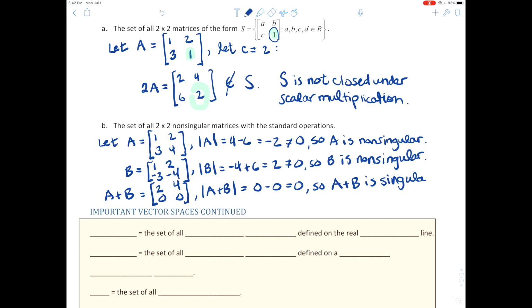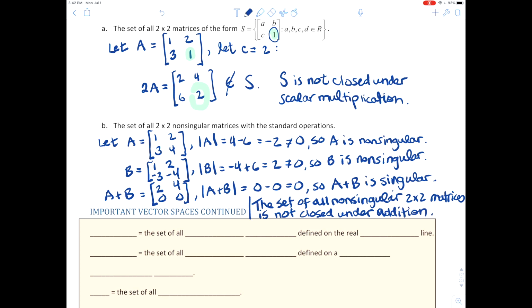And what does that mean? That means that the set of all non-singular two by two matrices is not closed under addition. So we found a counterexample.